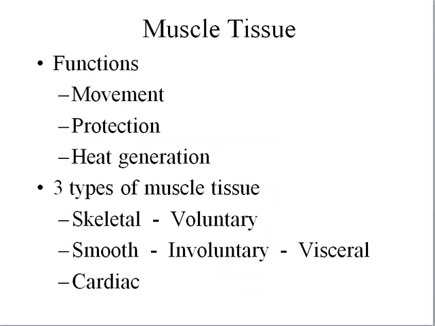Muscle tissue is our next general type of tissue. It's not connective tissue. The most important function of muscle is movement. Its contraction either moves your body from place to place or moves things within your body. For example, the contraction of muscle in your heart pumps the blood throughout your body. Protection is another function of muscle.